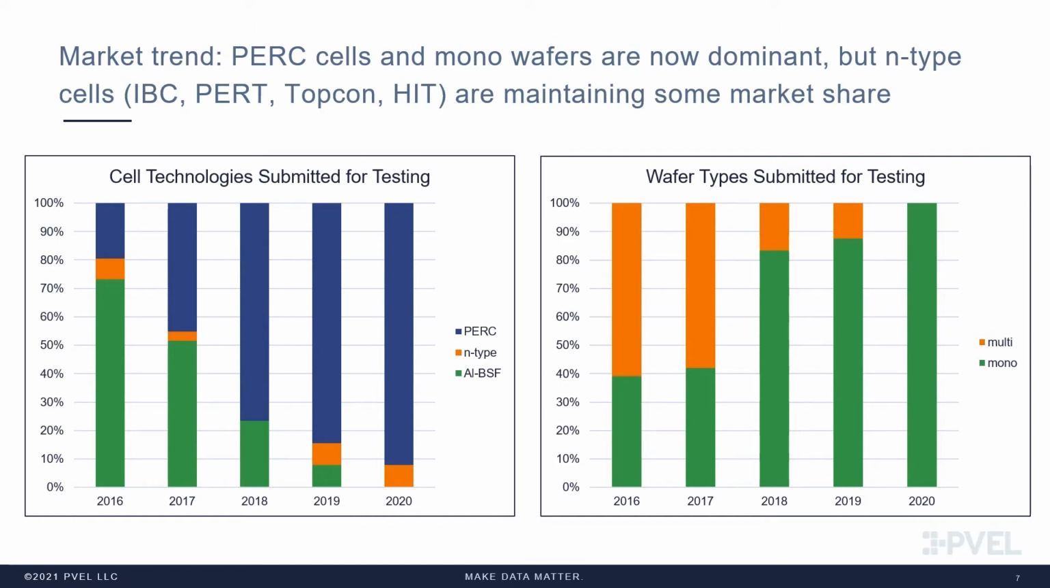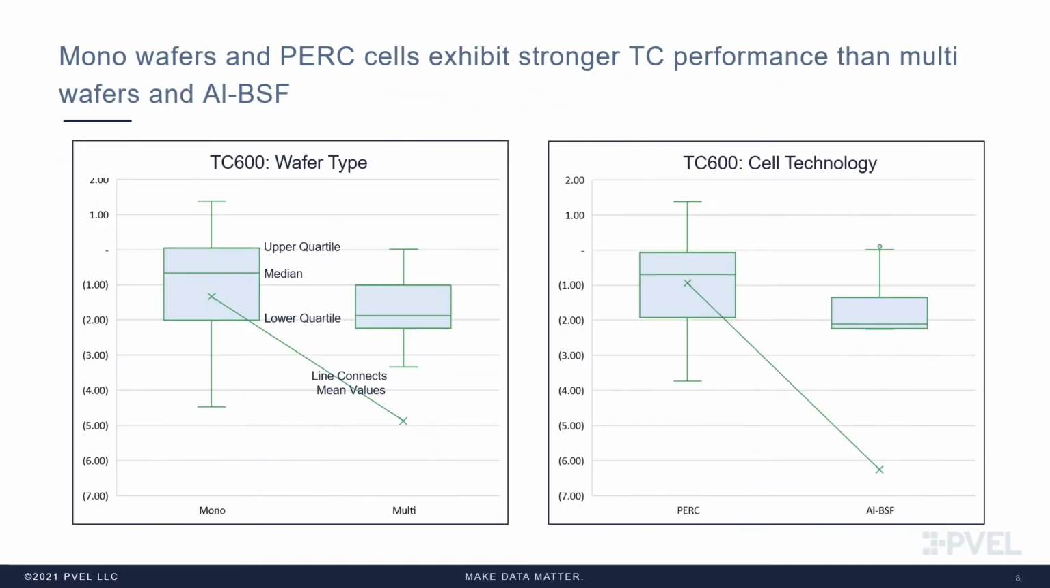N-type has always been a small piece of the market, and that seems to be maintaining. I expect this to grow in the near term with all of the IBC, PERT, TOPCon, HIT, or HJT cells picking up market share as more and more high efficiency cells enter the market.